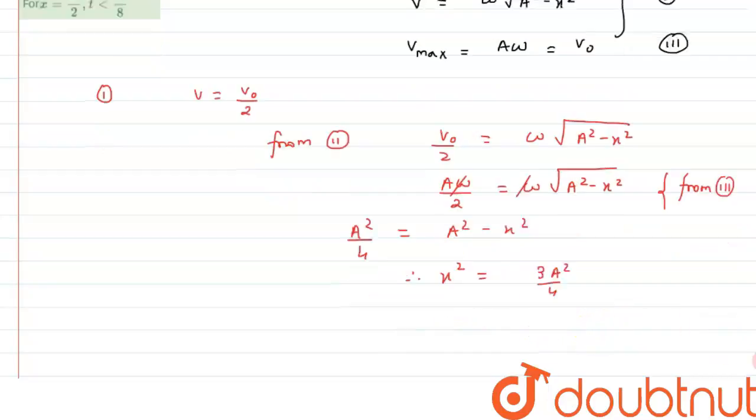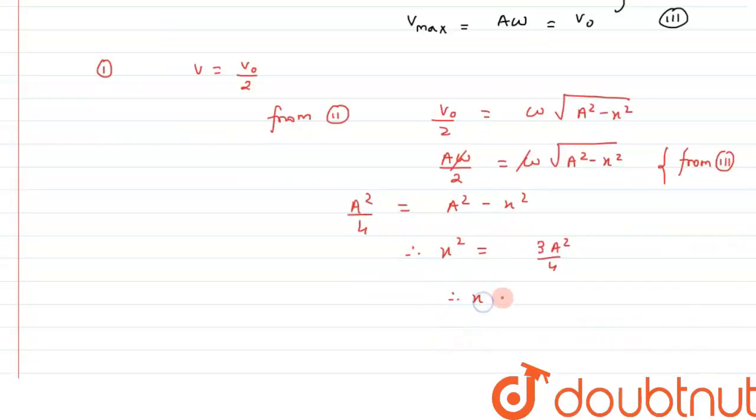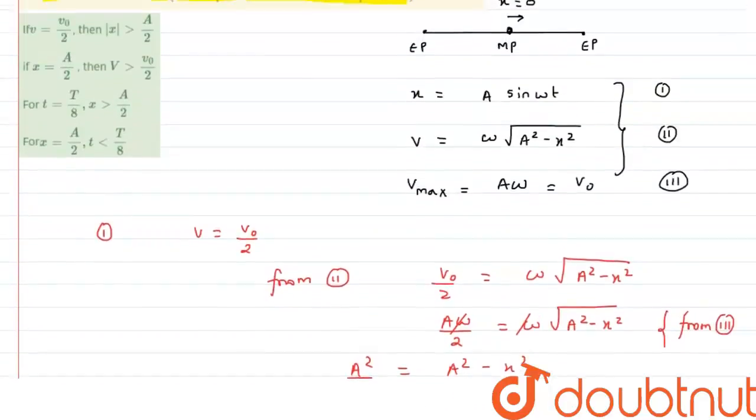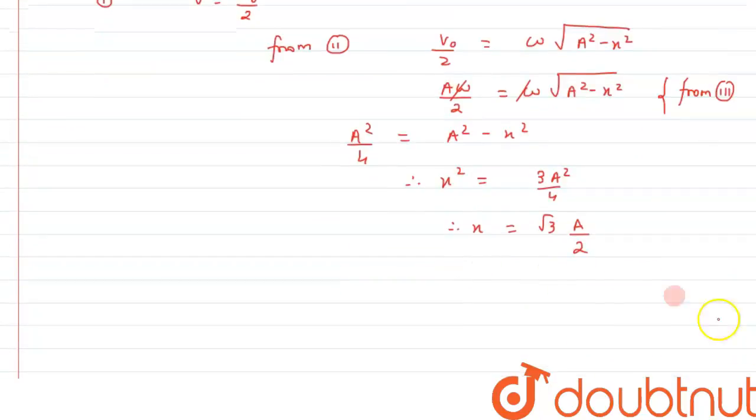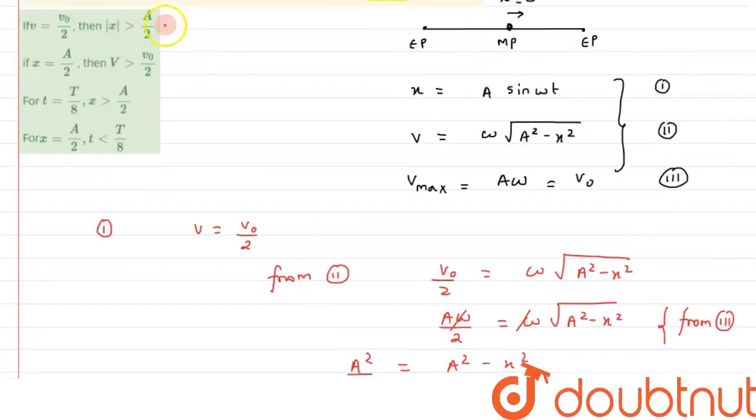This implies the x value comes out to be root 3 into a by 2. If we compare, the option says x is greater than a by 2, and here we can see that root 3 a by 2 is greater than a by 2. So this is the correct option.